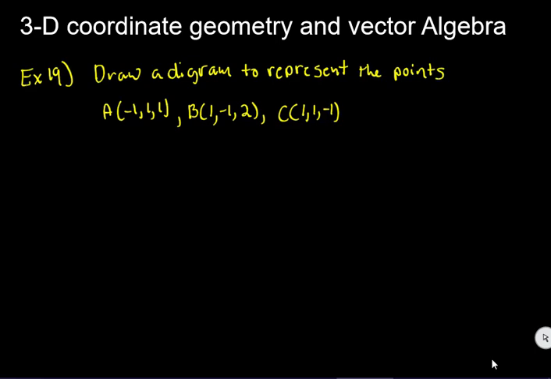Hello, we're going to look at 3D coordinate geometry and vector algebra. Example 19 asks us to draw a diagram to represent the points A is (-1, 1, 1), B is (1, -1, 2), and C is (1, 1, -1). So the first thing we're going to do is try to draw a three-dimensional graph.